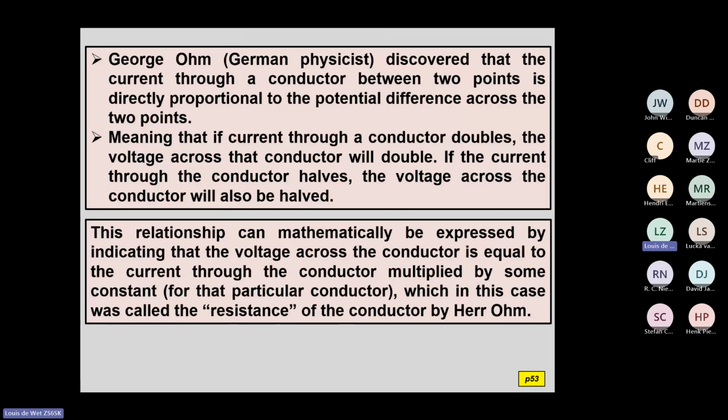This relationship can mathematically be expressed by indicating that the voltage across the conductor is equal to the current through the conductor multiplied by some constant, which is a characteristic of that particular conductor, whether it be copper, gold, aluminium, or whatever, which in this case was called the resistance of the conductor by Ohm.